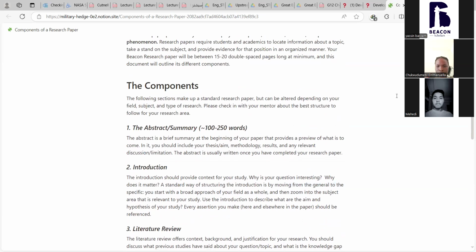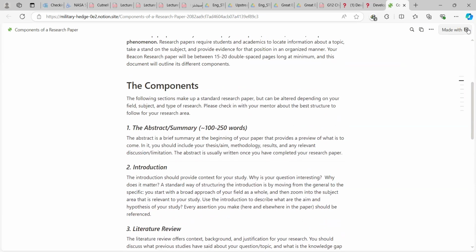Can you again type your research topic in the chat? Because I want to follow up with each one. Sorry, what did you say? I was saying that please everyone write your research topic in the chat, because I want to follow up with each one individually.